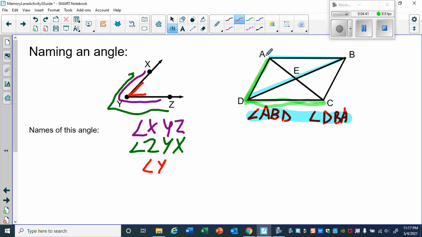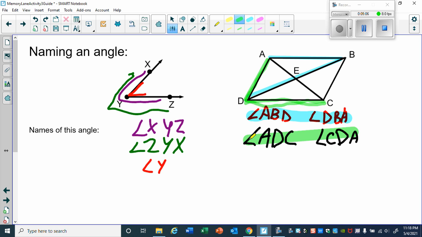I've highlighted, we started at A, went down to D, and then we ended up at C. Now, you could have also said angle CDA, and I'm going to highlight that one in green. Because again, they represent the same angle because D is your turning point, that's the middle letter. And you went from A to C, but you turned at D. Similarly, you went from C to D, turned at D, went up to A.